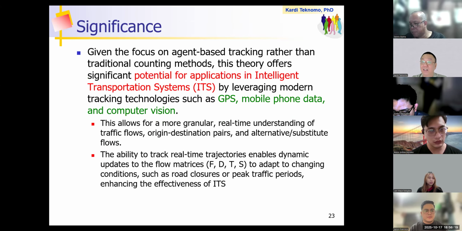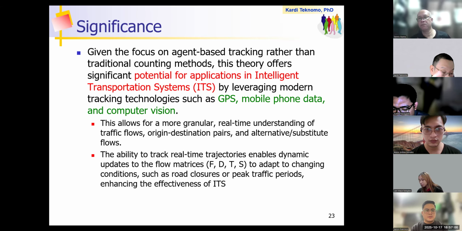So what's the significance of that? Given the focus on agent-based tracking rather than counting, this has significant potential for ITS. You can leverage modern tracking technology: GPS, mobile phone, computer vision, and so on. Trajectory analysis is much better and much more modern than counting.